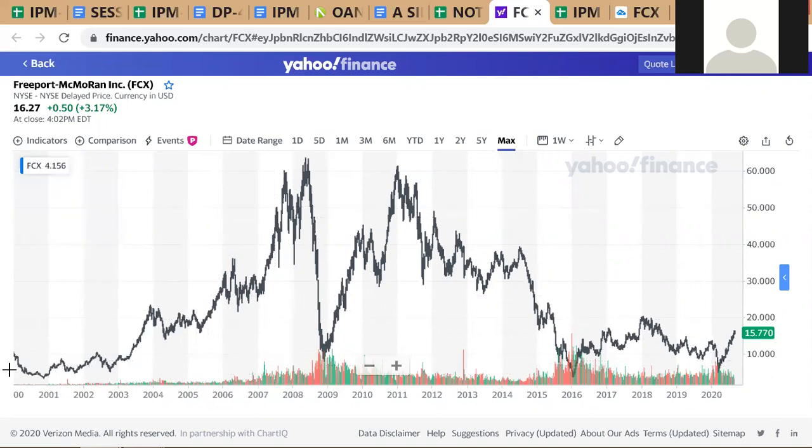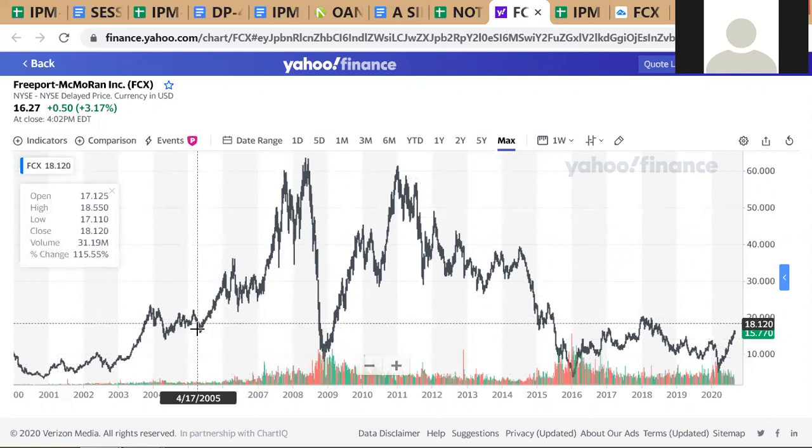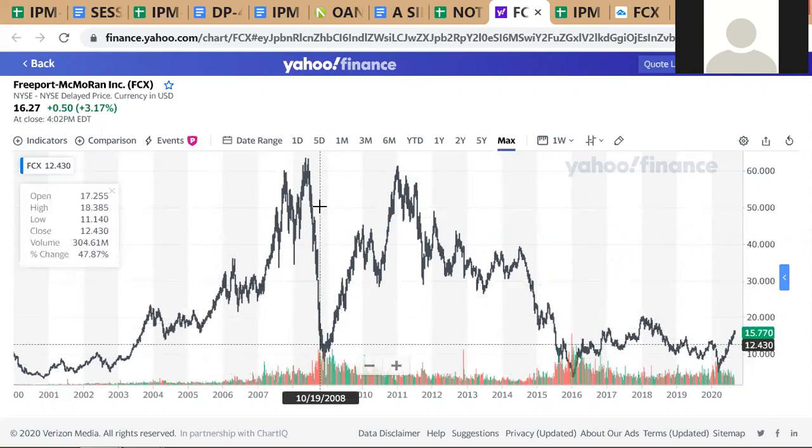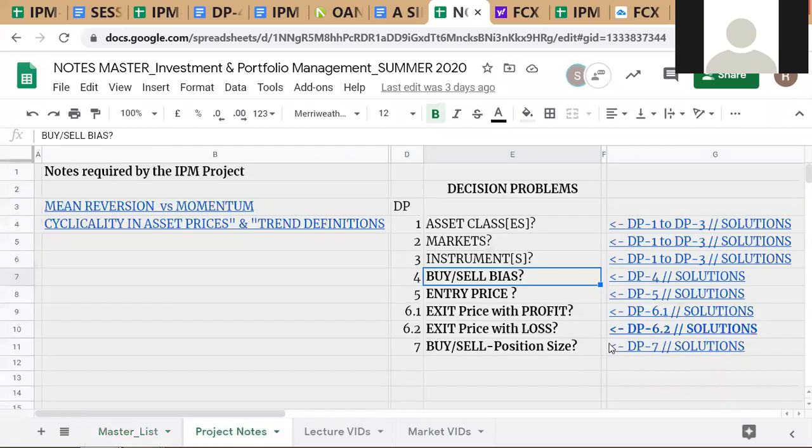Why do we look at the small pattern? For setting our stops. So remember, this is called the stop part, exit price with loss. Although in layman's terms we say stop loss, in terms of the technical language of the system, we say stop only, not stop loss.